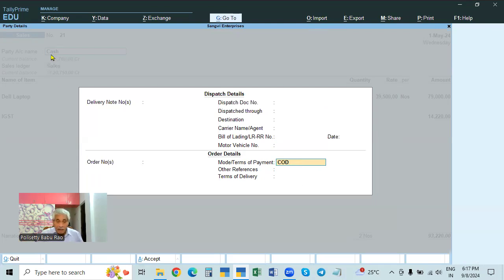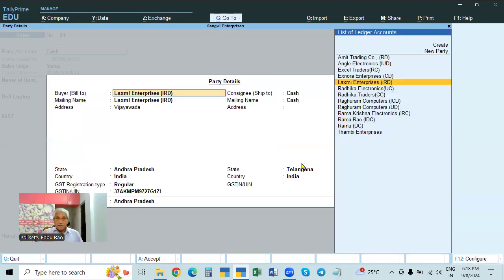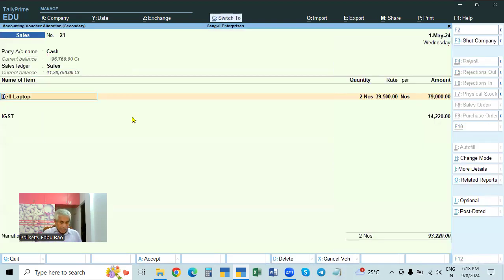Or if this is bank, you might have given a cheque, or you might have transferred to the bank. In such a case, here cheque or NEFT or RTGS or net banking, that we will give here. Cheque or anything, however you receive the payment if it is bank. If it is cash, you write cash. And after that only you give the name here and accept. Okay, sales. Accept. This bill is accepted.